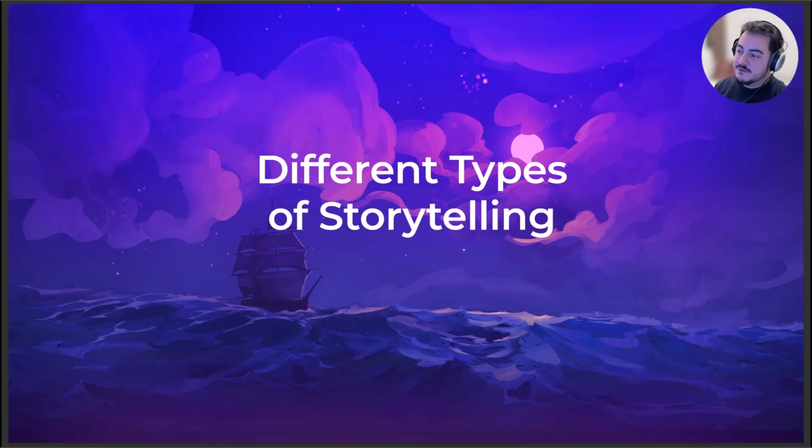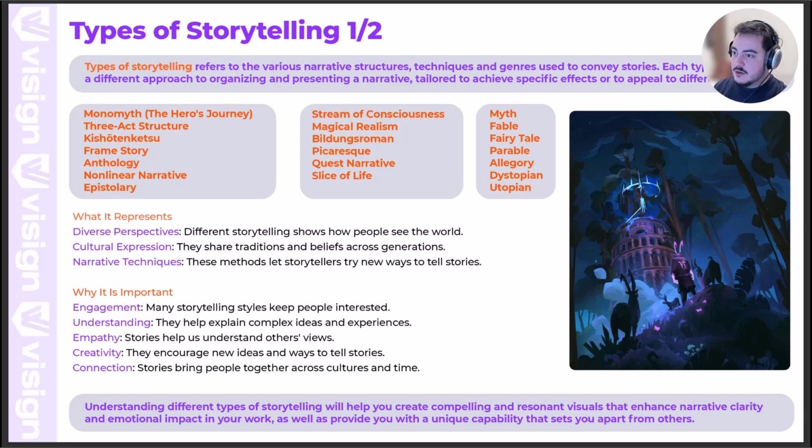Now let's see some different types of storytelling. When we talk about types of storytelling, we refer to the various narrative structures, techniques, and genres used to convey stories. Each type represents a different approach to organizing and presenting a narrative, tailored to achieve specific effects or to appeal to different audiences. And here we have some examples.